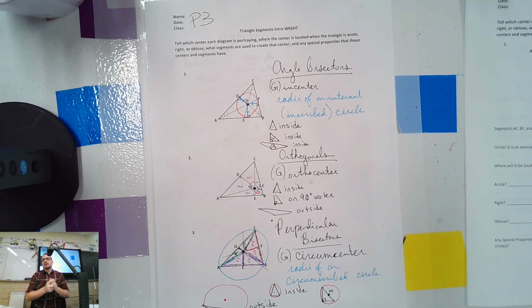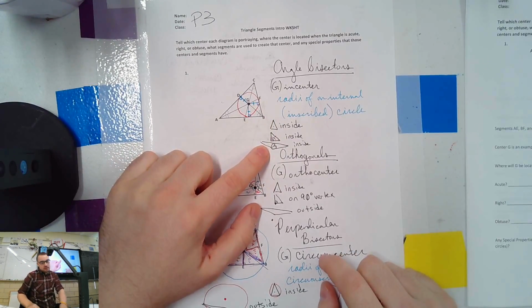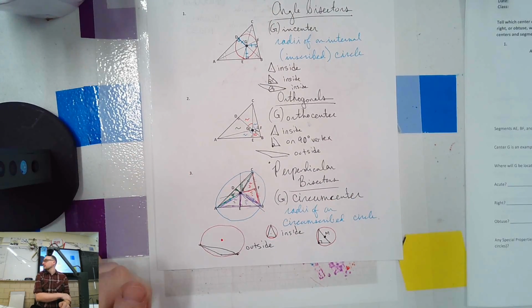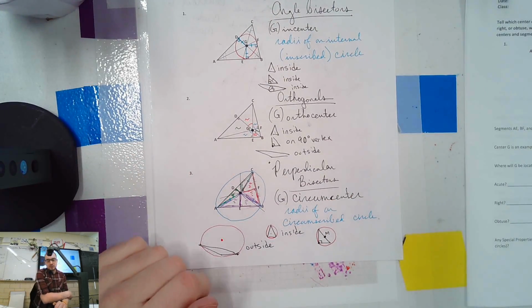Now, if the circle's inside the triangle, will the center of that circle ever be outside the triangle? No, right? Which is why it's always inside no matter what triangle we're talking about. We also talked about the orthocenter. It's made by the orthogonals. That's why it's named that way. Orthogonal just means 90 degree.